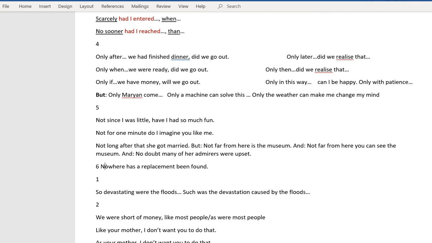Well, for point number 6, I just wanted to add, you have the example for little. Little does the government appreciate. Little is typical for inversion. And there's also nowhere. Nowhere has a replacement been found. So you should add nowhere to this list.